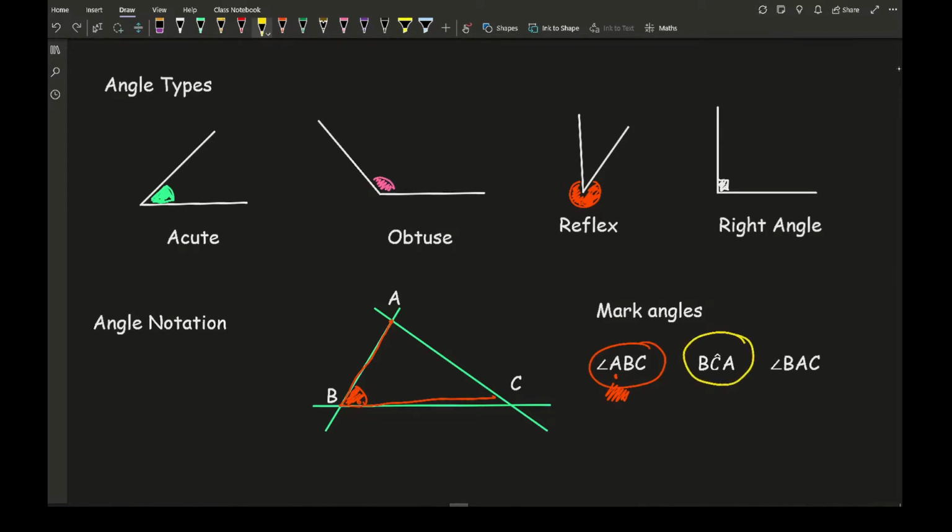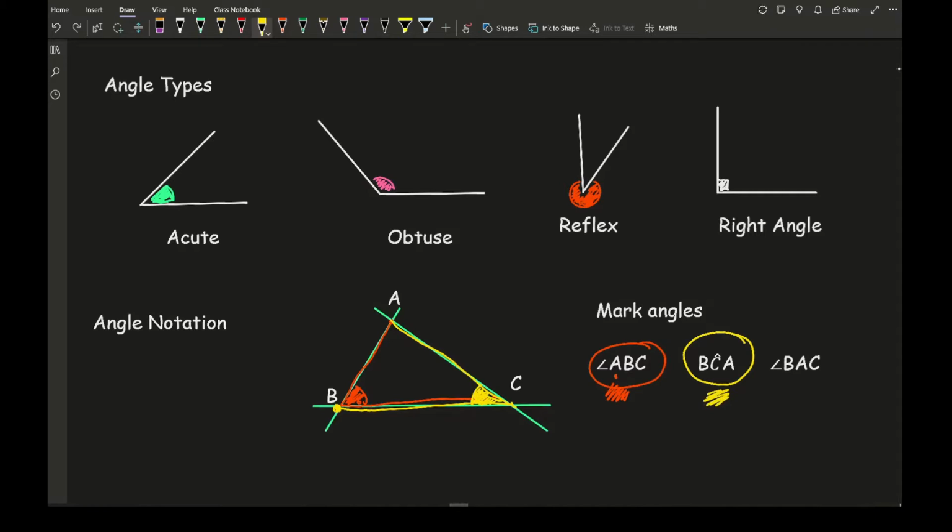So here I've got another type of notation, but it basically means the same thing. It's the angle created when you start at B, so I'm starting at this point here. I'm then going to go to C, and I'm then going to go to A. So therefore the angle created is this angle here. So that would represent angle BAC.